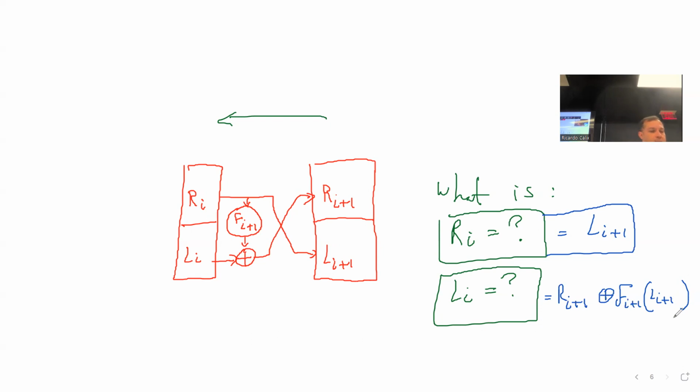So that's kind of the idea. Ri is Li plus 1, and then Li is Ri plus 1 XOR Fi plus 1 of Li plus 1. Make sense? Any questions? Right. So anyway, this is just the point of the exercise, to think about what's going on, the relationship.